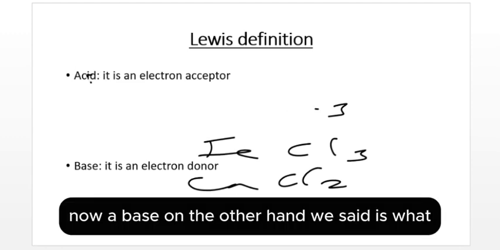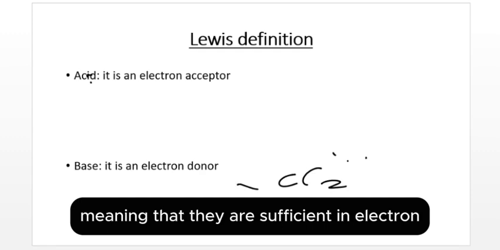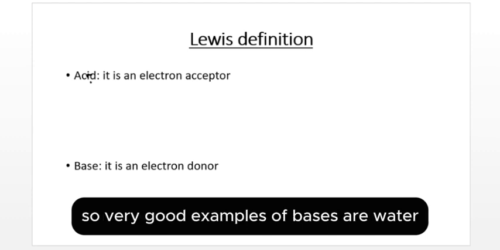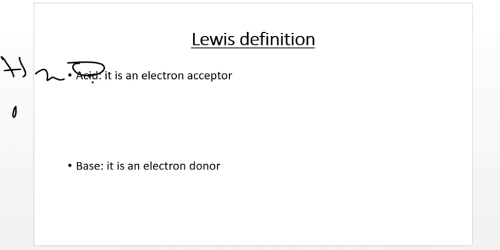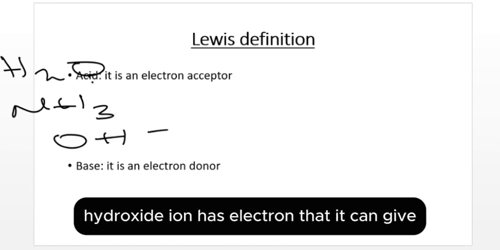Now, a base, on the other hand, we said is what? An electron donor, meaning that they have a sufficient amount of electrons. So very good examples of bases are water. Water has a lone pair of electrons. Ammonia also has what? A lone pair of electrons that it can donate. Hydroxide ion has electrons that it can give.